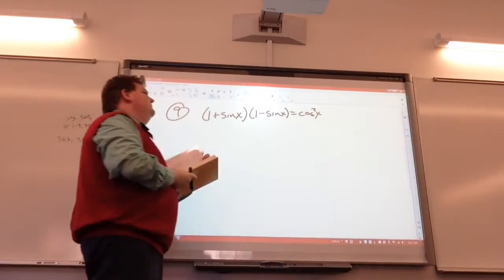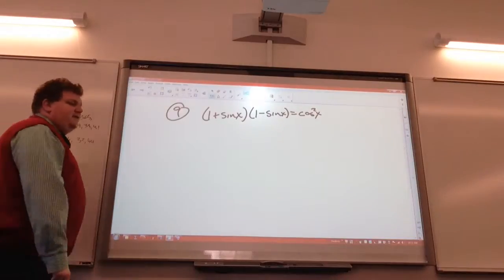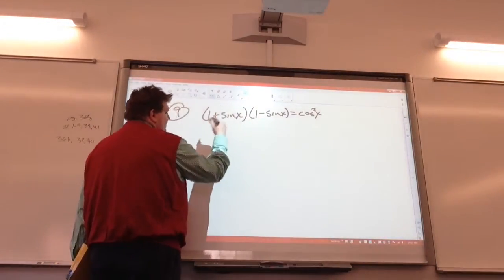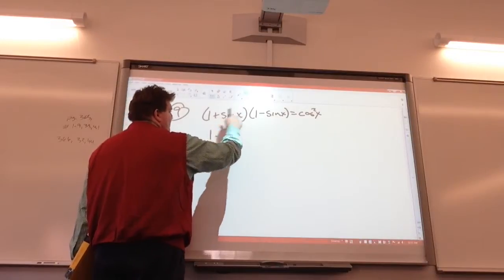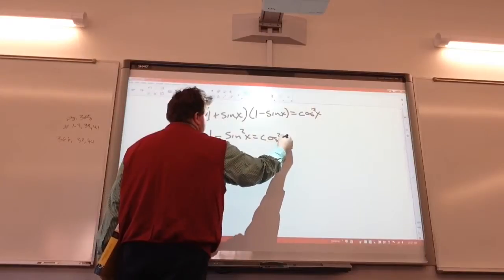So with one like this one, what do you think I ought to do? I should actually multiply it out, right? FOIL method it. I don't even have to be super foily with this one, because when I multiply that, I'm multiplying something by its conjugate. So it's just a sine squared of x. So 1 times 1 is 1 squared minus sine squared of x equals cosine squared of x.